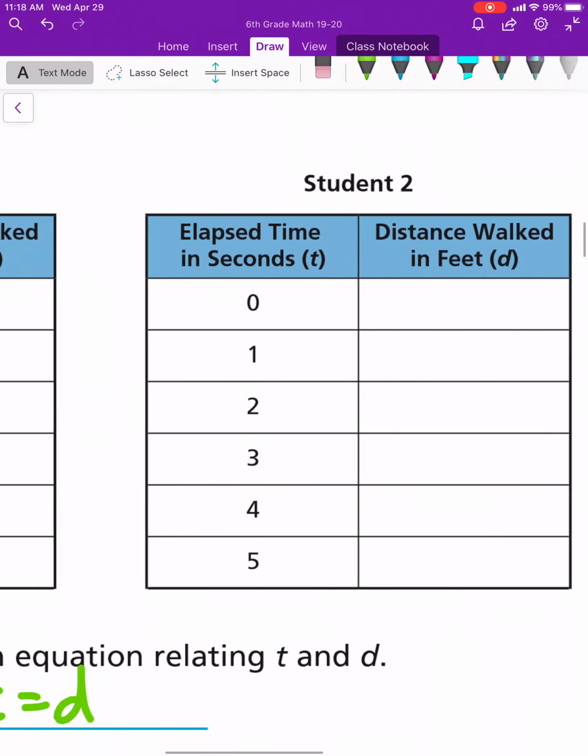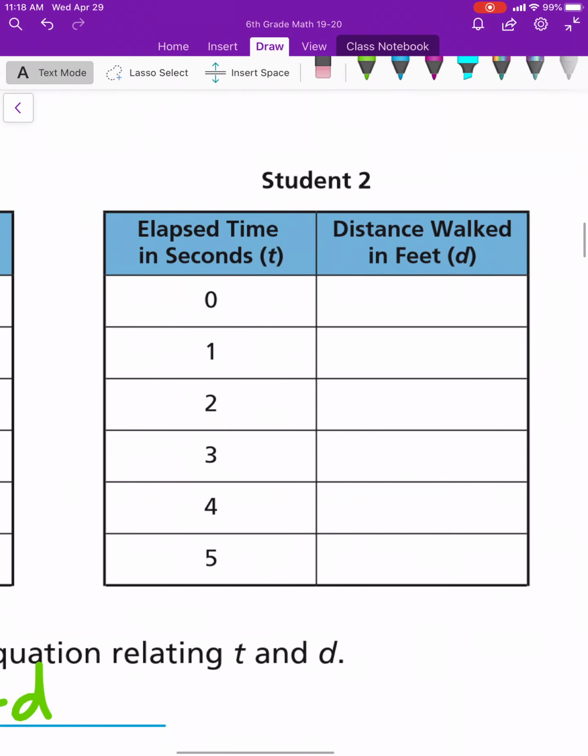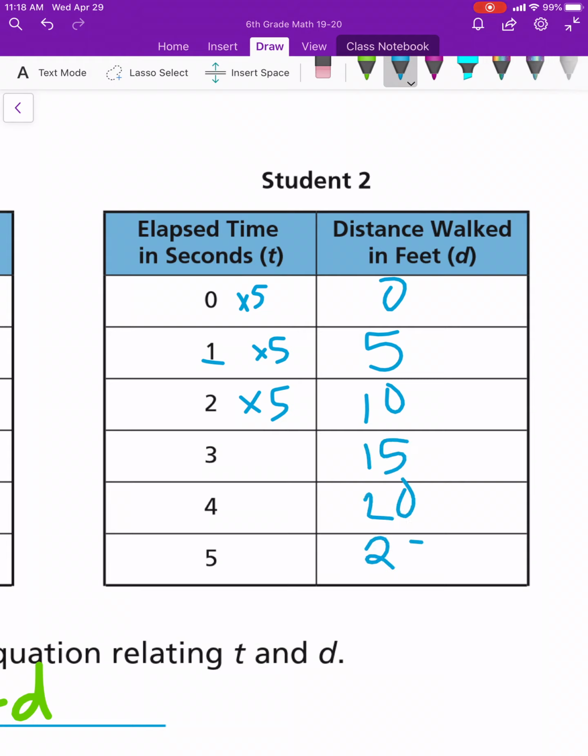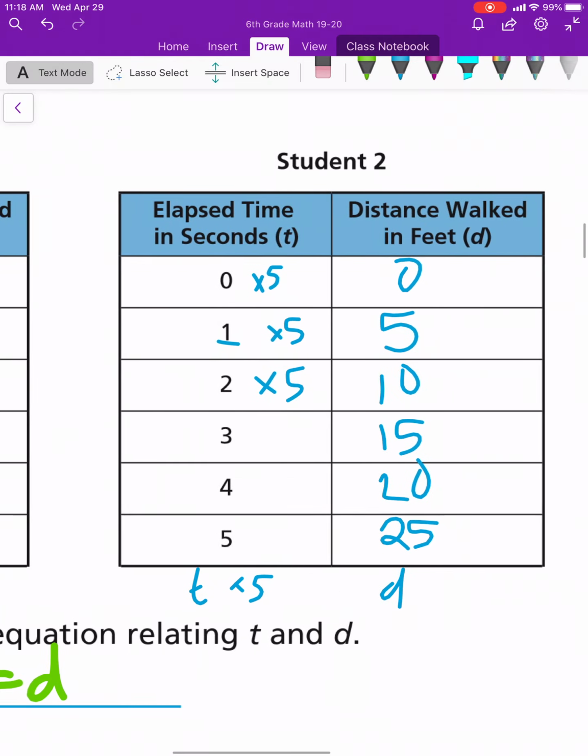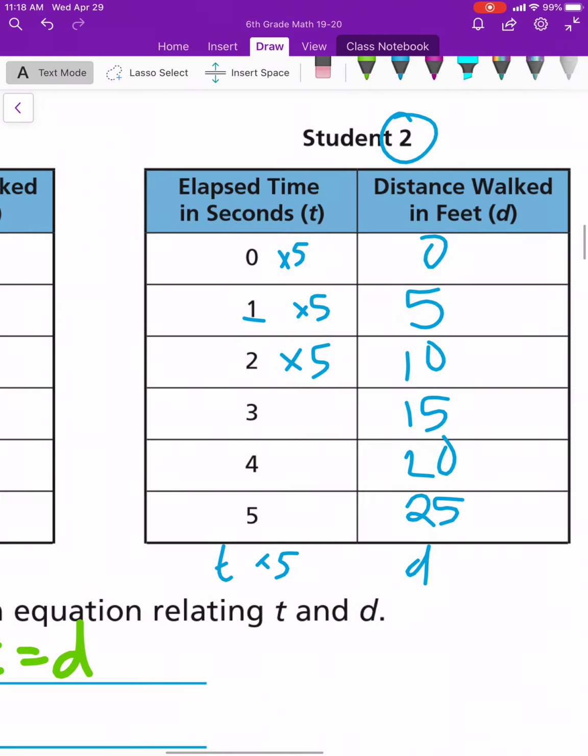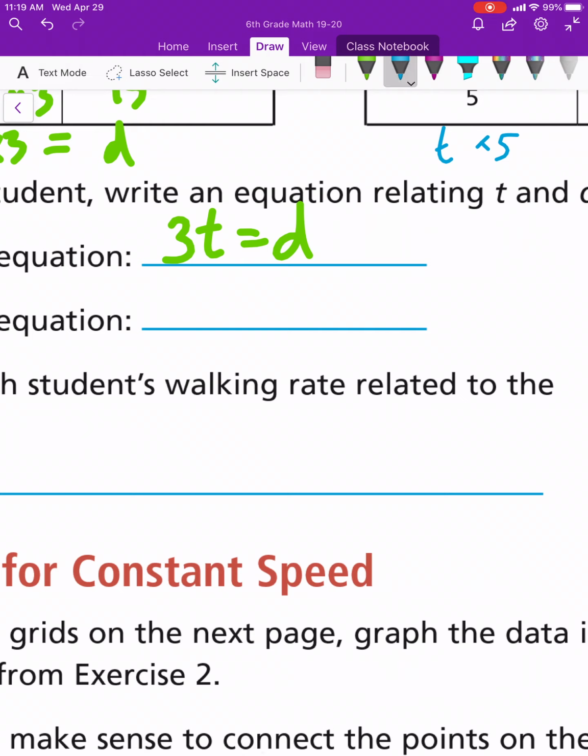Okay, let's go on to student 2. Now this one, for every 1 second, he walked 5 feet, right? So times 5: 0 times 5 is 0, 1 times 5 is 5, 2 times 5 is 10. You're right, 15, 20, 25. And we can say that here, T times 5 is D. So let's go ahead and write that on our equation for student 2. We're going to put this down here. So now 5T is equal to D.